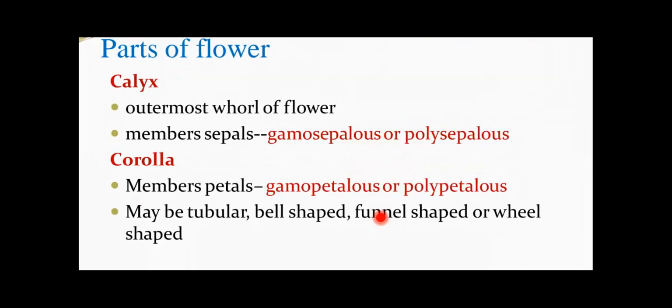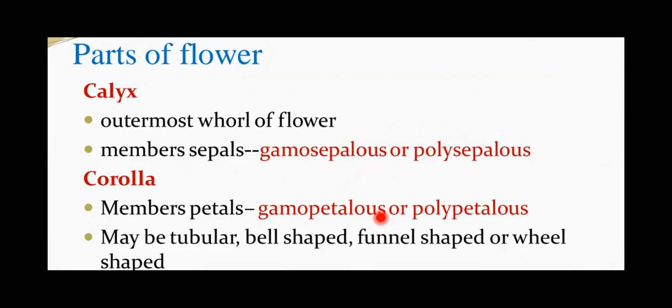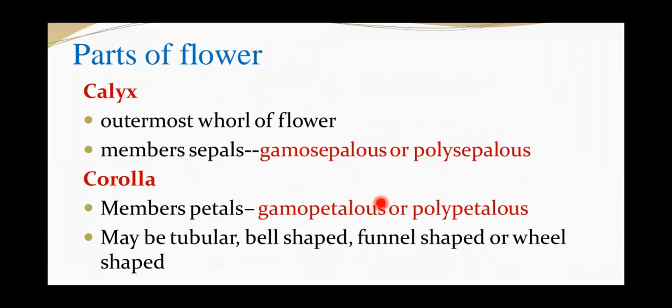Let us come to the parts of the flower. Calyx is said to be the outermost wall of the flower. The members of the calyx are said to be sepals, which are generally green in color, leaf-like. The function is to protect the flower in the bud stage. Depending upon the nature of the calyx, it can be called gamosepalous or polysepalous.